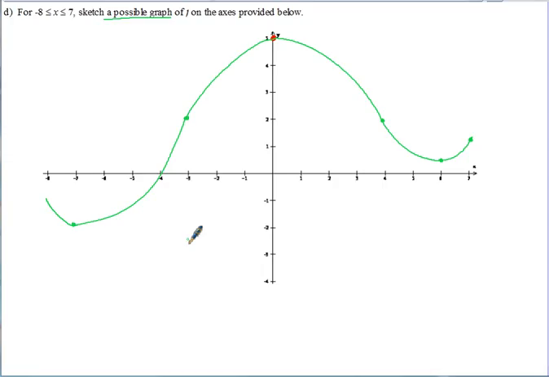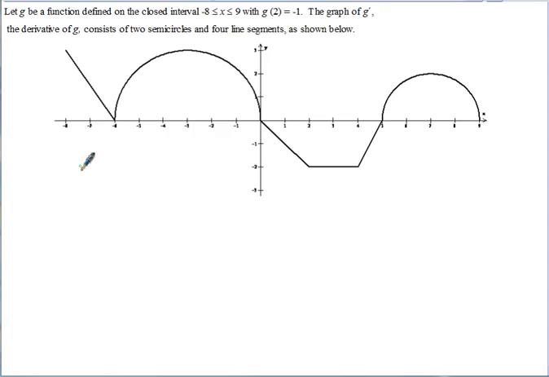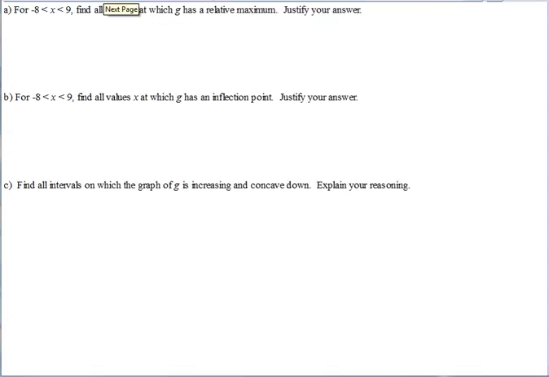Okay, let's take a look at another example now. This one says, let g be a function defined on the closed interval from -8 to 9, with g of 2 equal to -1. And the graph of g prime, the derivative of g, consists of 2 semicircles and 4 line segments, as shown below. So the first thing we're asked here in part A, find from -8 to 9, all the values of x at which g has a relative maximum.